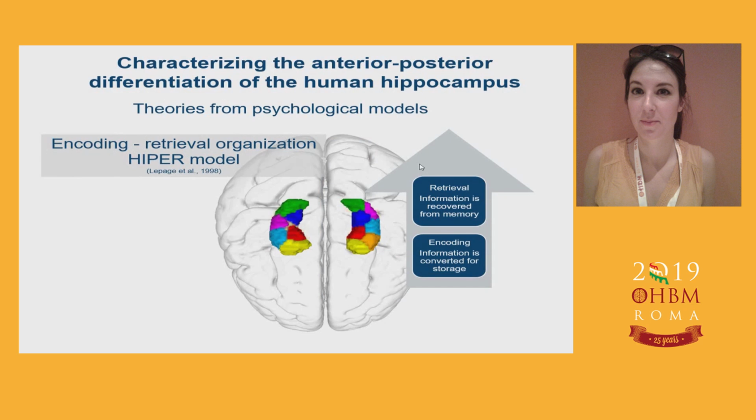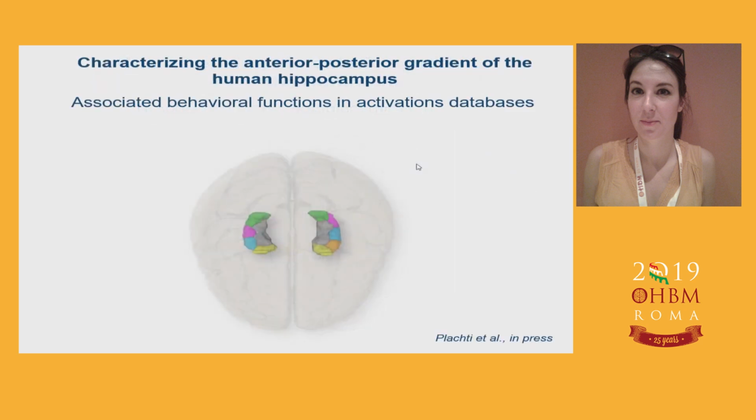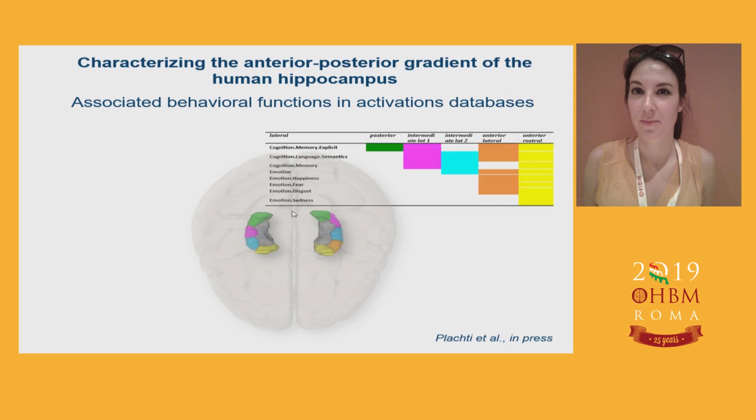And in the human hippocampus, there have been theories before to explain this anterior-posterior organization in terms of encoding versus retrieval processes. But this is not what we see when we look at association with behavioral function in Neurosynth. So we see activation for both types of function all along the longitudinal axis. In turn, what other studies have suggested is that there would be a shift from the anterior region to the posterior region between emotion and cognition, and this is indeed something that we see, this emotion-cognition gradient, in BrainMap and Neurosynth.